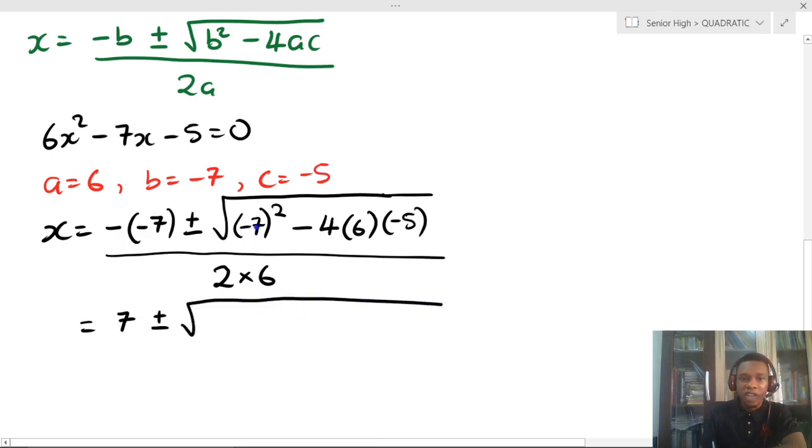Now what's this? Minus 7 raised to power 2 will give us 49, because it will now be positive when you open it with a squared value. Then minus times minus here will give us a plus, right? Yes, so this is a plus. 4 times 6 times 5.